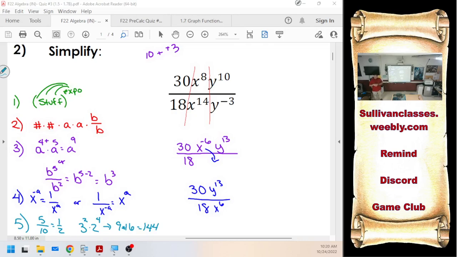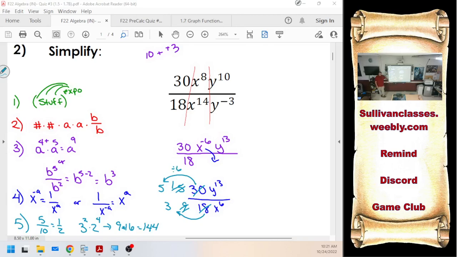I got number stuff I can deal with. I have 30 over 18. Do you know what number goes into 30 and 18? 6? What if I chose 2 instead? You see how 15 and 9 still have a 3 in common? You keep going until you can't go anymore. Okay? What Clayton did was the greatest common factor. Instead of going by 2 and then by 3, he just says, screw it, I'll do 6 right away.